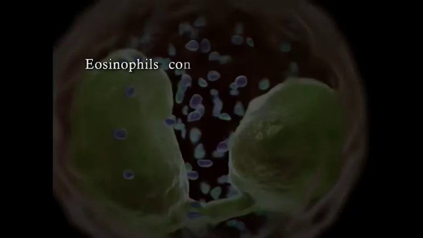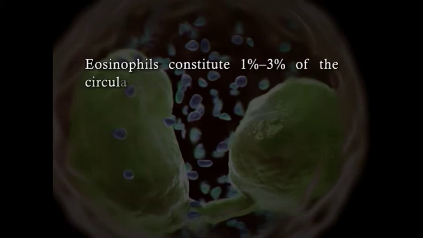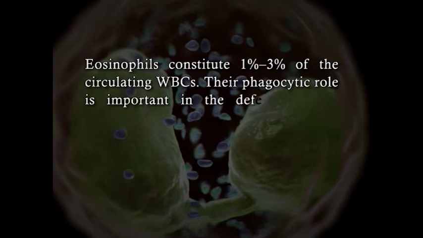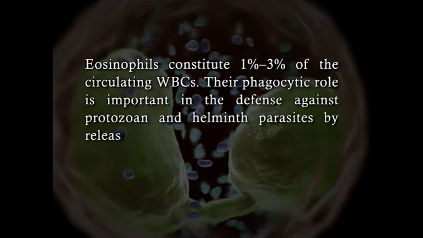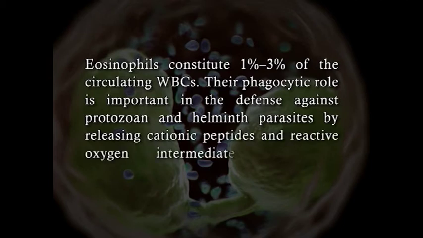Eosinophils have a bilobed nucleus with granulated cytoplasm that stains with the acid dye eosin red. Eosinophils are motile phagocytic cells that migrate from the blood to the tissue. Eosinophils constitute 1 to 3% of the circulating WBCs. Their phagocytic role is important in the defense against protozoans and helminth parasites by releasing cationic peptides and reactive oxygen intermediates into the extracellular fluid.